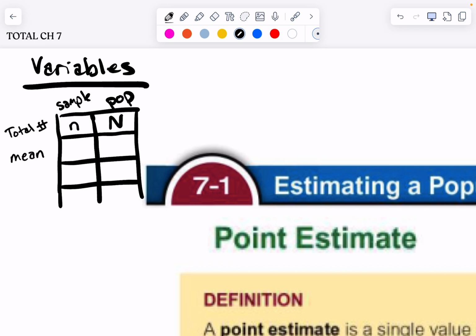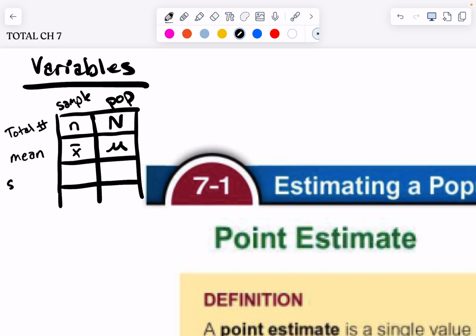Let's talk about mean: X bar and mu. Sample is X bar, population is mu. Do you remember before where they would say the average of all men is this? That was your mu. And then of the 27 men that we shove in an elevator, their average is this. That's X bar. So X bar and mu are the variables we use. This is going to be really important in this whole chapter.